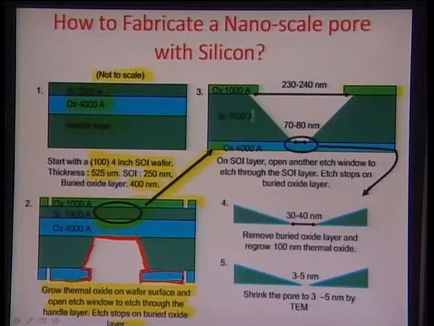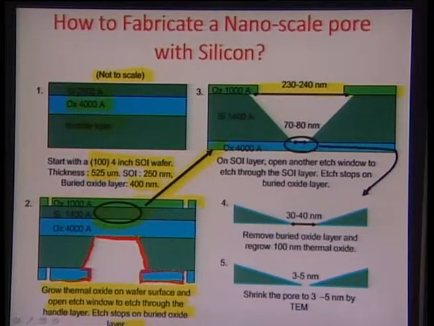Okay. So now what you do is essentially you open another etch window here as you are seeing in this portion, and here essentially you are using again a photolithographic masking step and a resist which is selective to silicon but can etch away oxide very easily.